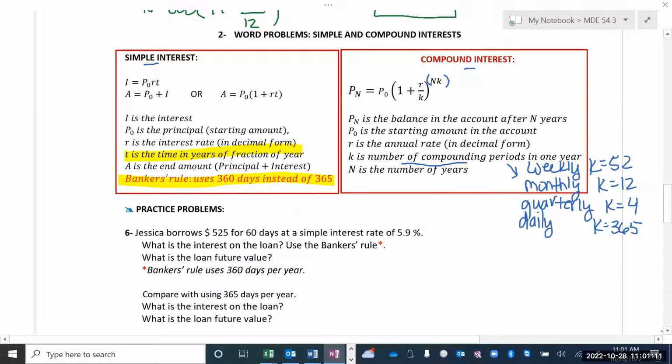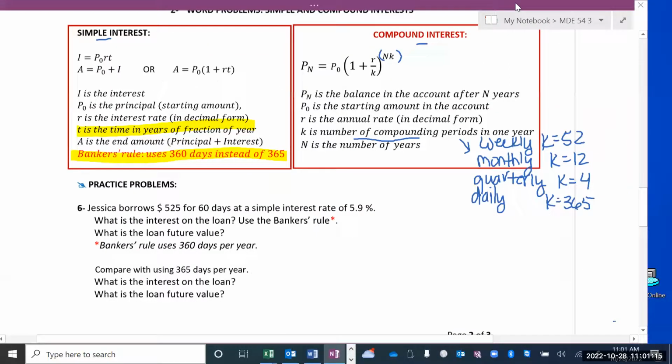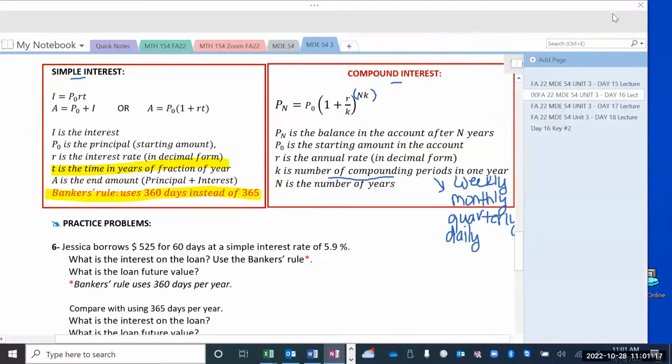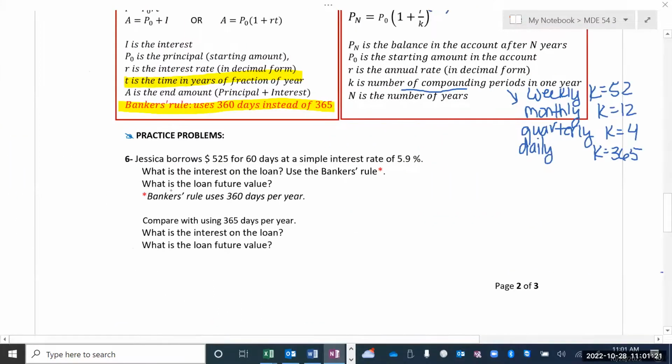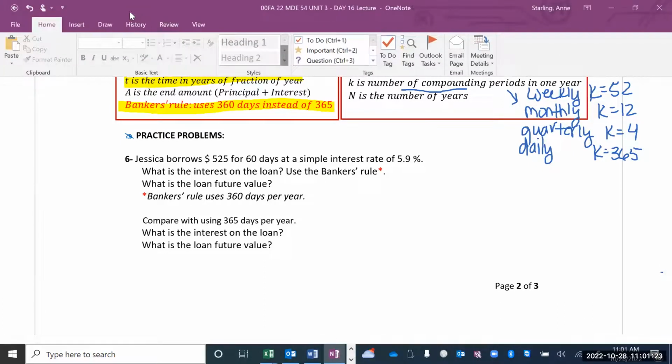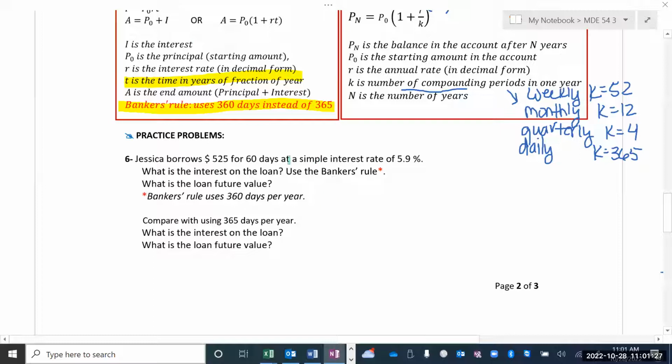All right. And so down here, we are told that we're going to do simple interest. So we're still focusing on simple interest, but you're going to see a lot of the compound this week in your 154. I know it's simple interest because it tells me.